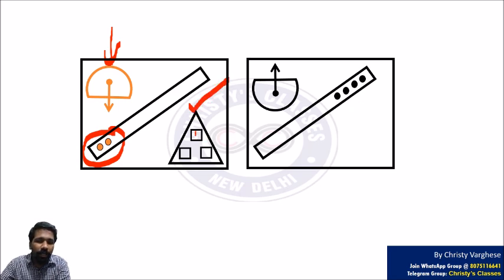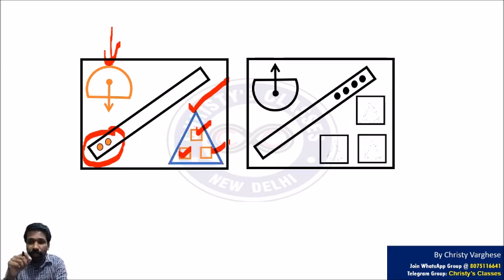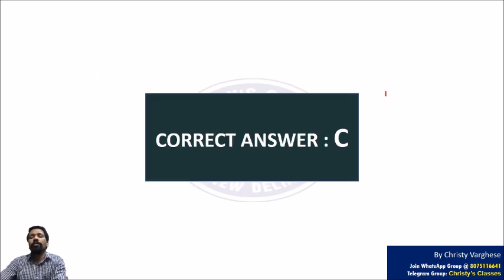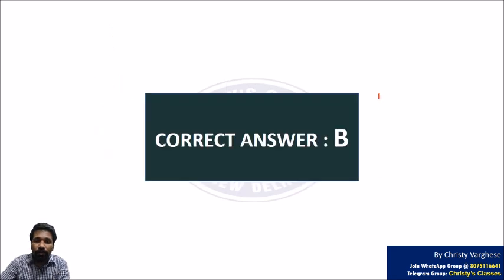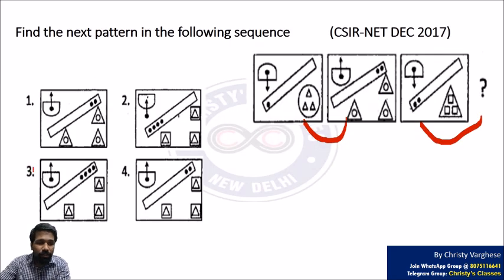There is a triangle and there are three squares inside. So by the idea we learned from the first two pictures, it should be square outside and triangle inside. That means inside all the three squares, you should have one triangle each inside that squares. So it should be like this. So which option is satisfying that? That will be the answer. In this question, option C is satisfying, or option 3 is satisfying this.